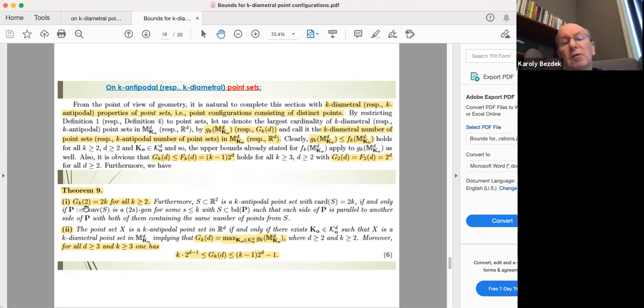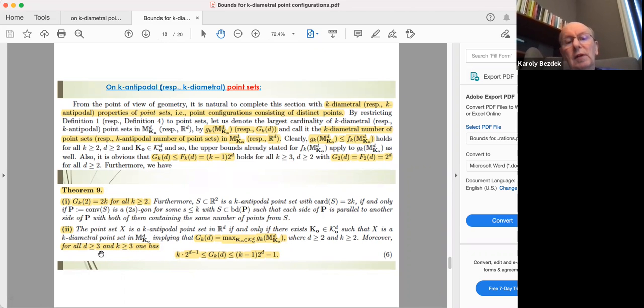What we know is the two-dimensional case. The largest cardinality of a k-antipodal planar point set is 2 times k. And in fact, we can characterize the extremal point sets here, which you can see here. In this part of the theorem, I give a characterization. This includes, of course, the regular 2k-gon, but there are other extremal configurations that enter here.